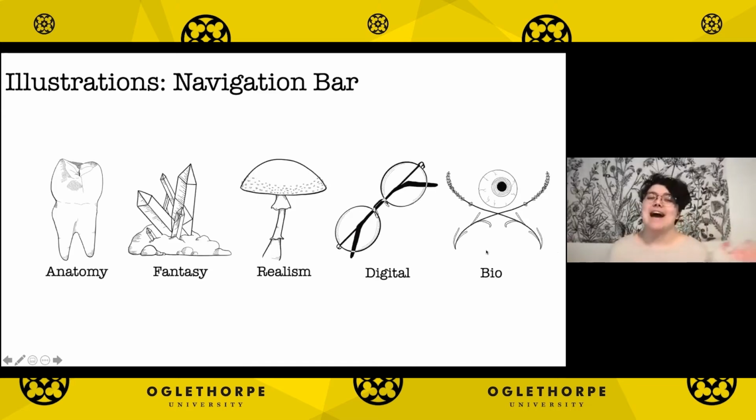And then my navigation bar is a bunch of different little icons that I thought really represented me and my art. So the first one on the very left is anatomy, and I used a tooth because when I was in high school, I had a really fun time drawing teeth in a jar, crazily enough. And so I really wanted to delve deeper into creating it. And fantasy, I based it off of crystals because I really like crystals. Realism, I drew a mushroom because I really am into that cottagecore aesthetic.